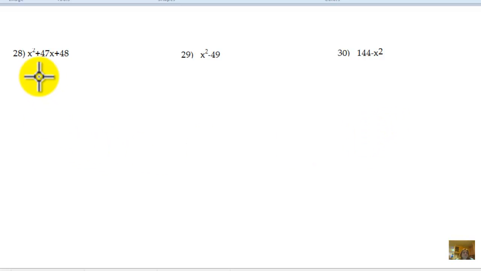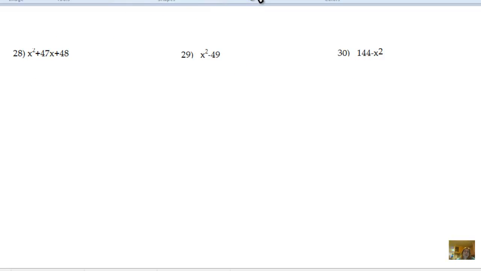Alright, these are problems 28, 29, and 30 for test review number 4. This first one here is a quadratic equation, and we're supposed to be factoring these. So finding the factors, remember that this is a product, so there's going to be two factors. This is a product, and this is a product. 29 and 30 are what's called a difference of squares.